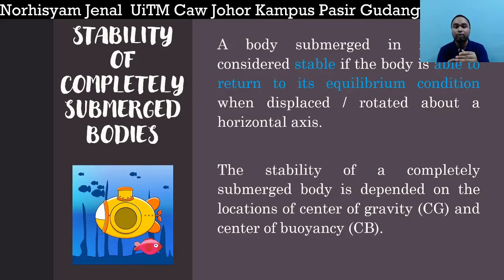But if the body is moving left to right, and it keeps on moving until it spins around like this, it means that the body is unstable. So the stability of a completely submerged body is dependent on the location of the center of gravity, or we call it CG, and the center of buoyancy.